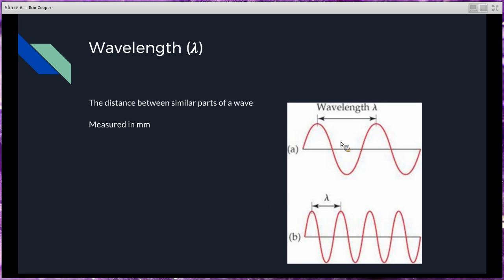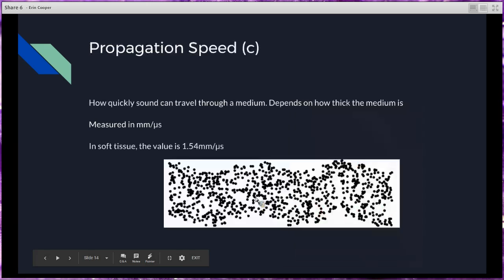So we have the wavelength here from crest to crest, and we have a pretty large wavelength. There's a large distance between the two crests. The wave down here, wave letter B, this one has a much smaller wavelength. The waves are closer together, so the wavelength is actually much smaller. Kind of like having a 10-foot long wall versus a 5-foot long wall. So that is our wavelength.